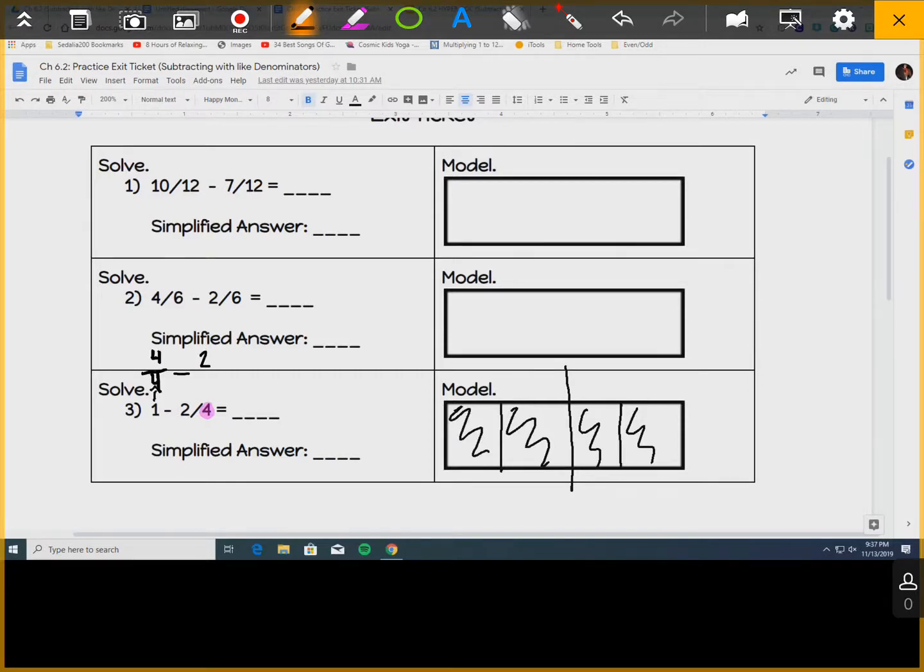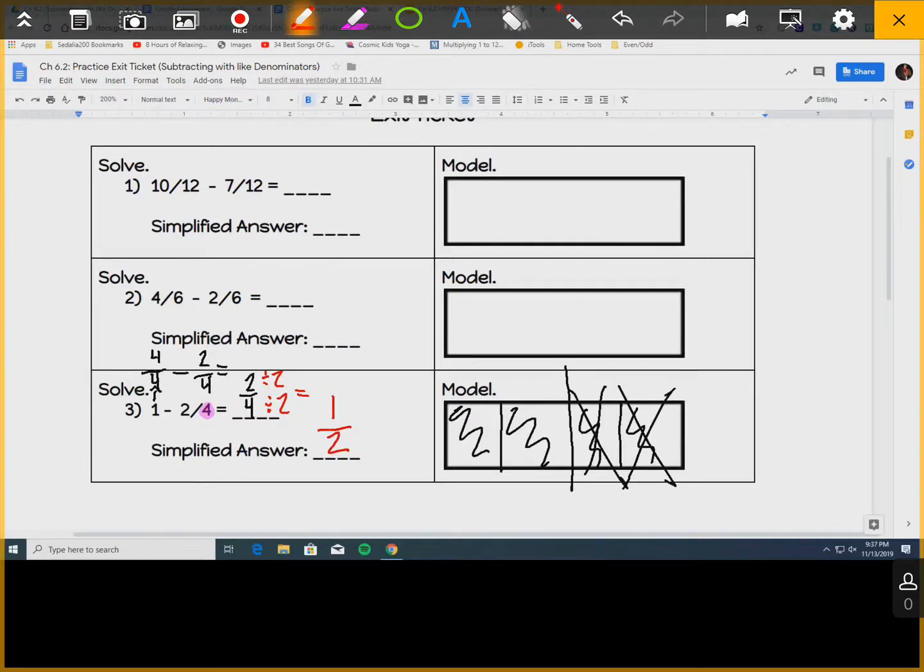And now I'm ready to take away my 2/4. I'm going to go ahead and take away my 2/4, and I'm going to have 2/4 remaining. I need to write this answer in simplest form. When I look at my numerator 2, I know that's a multiple of 2. And when I look at that denominator 4, I know that's a multiple of 2. So I'm going to divide my numerator by 2 and my denominator by 2, and I'm going to end up getting the simplest form answer of 1/2.